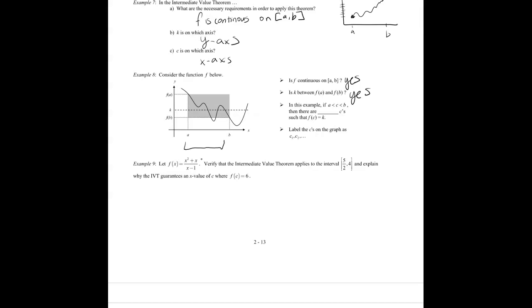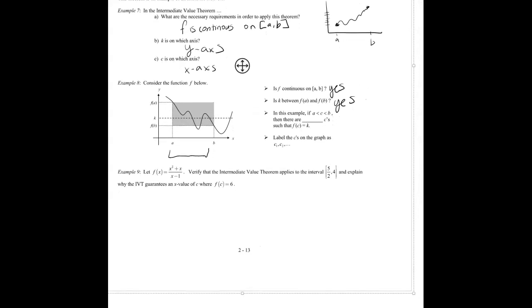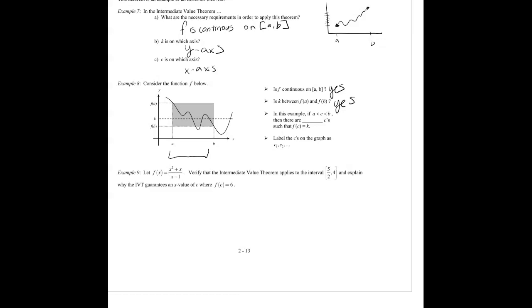Then there are going to be, oops, did not mean to do that. So if this is k, I'm going to have this point here, this point here, and this point here. Those are just my c's. So I can call that c1, c2, c3. Alright, so there are only 3 c's such that f of c is equal to k. And I just labeled those. So that's already taken care of.